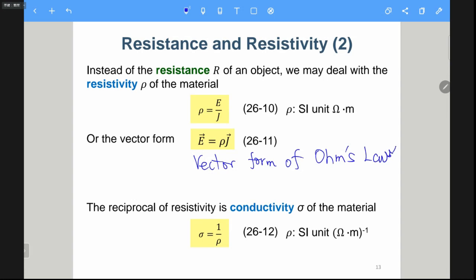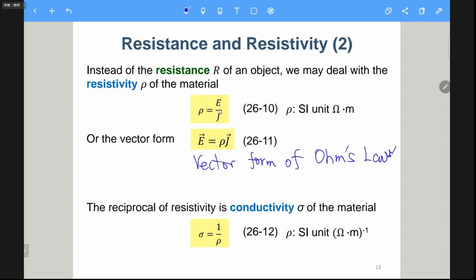Of course, the engineers don't like this. Engineers try to simplify things. The physicists try to make things complicated. So I seldom use it, but my physics professor really likes this expression. So rho is E over J.